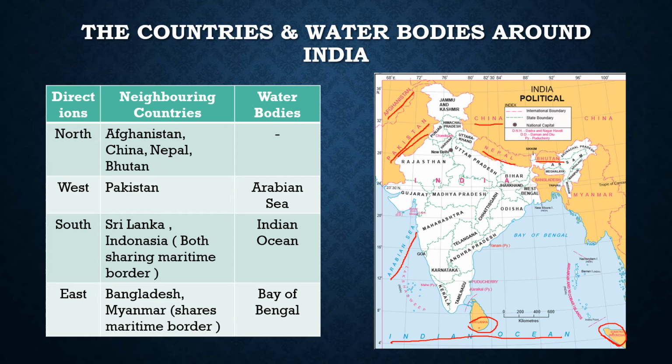Now on the eastern side there is Bangladesh and Myanmar, both countries share land border, and Bay of Bengal is the only water body on the eastern side.